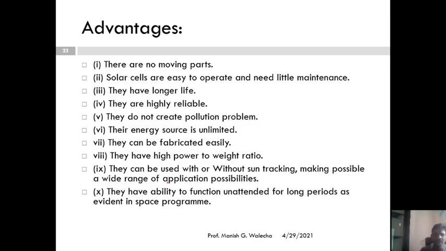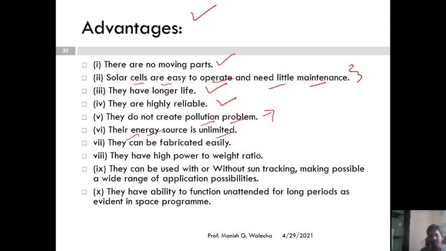So what are the advantages of these photovoltaic cells? There are no moving parts, like in power plant turbines or the like. Solar cells are easy to operate and need little maintenance. The maintenance cost is very low. They have a very long life. They are highly reliable. They do not create pollution problems. It is eco-friendly.